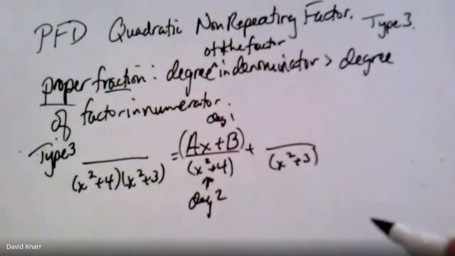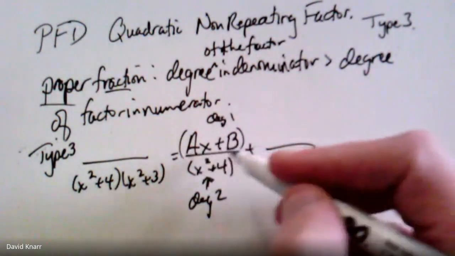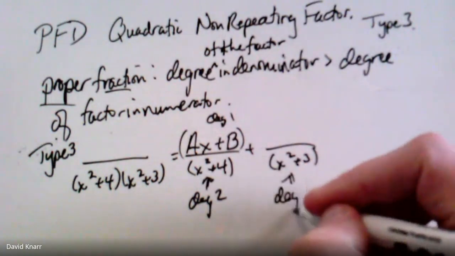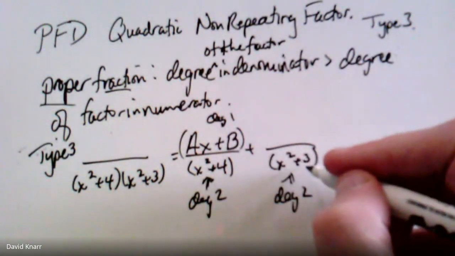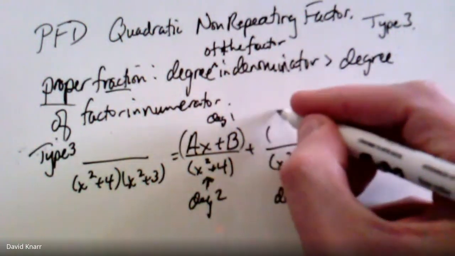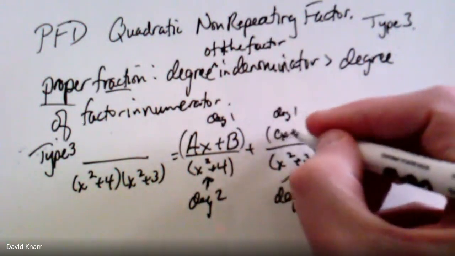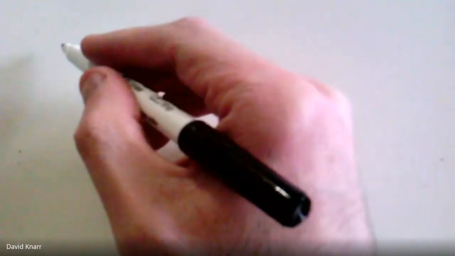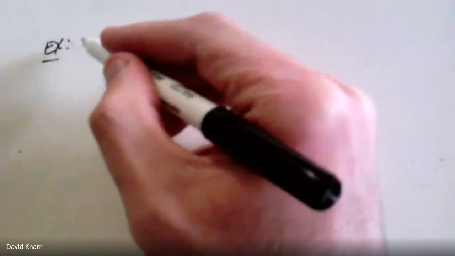And I actually put it in parentheses because of what we're going to do later on. All right, so now over here, you also have a degree 2 factor, x squared plus 3. So on top of it, we are going to put something that's degree 1, which is cx plus d. All right, so that's how you're going to break down type 3. All right, so now you're going to put linear factors in the numerator if you have a quadratic factor in the denominator. All right, so let's try one that's a little bit more, we're just going to try to put this in the right form.